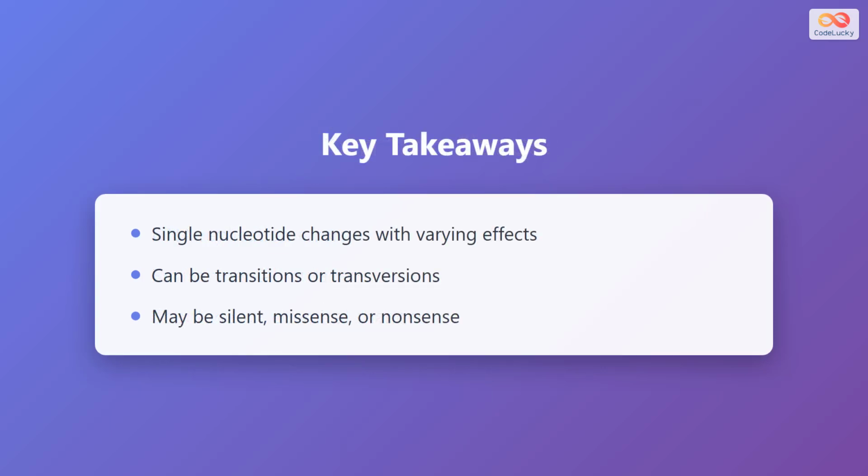To summarize, point mutations are single nucleotide changes that can have varying effects on organisms. They can be classified as transitions, involving similar nucleotides, or transversions, involving different types of nucleotides. Depending on their location and the genetic code, these mutations may be silent with no effect, missense causing an amino acid change, or nonsense creating a stop codon. Understanding point mutations is essential for comprehending genetic variation, evolution, and inherited diseases.